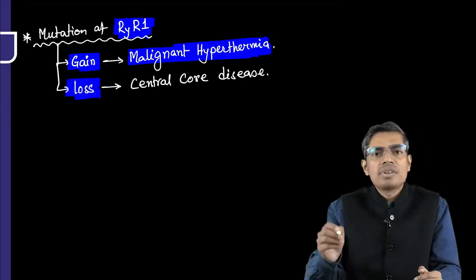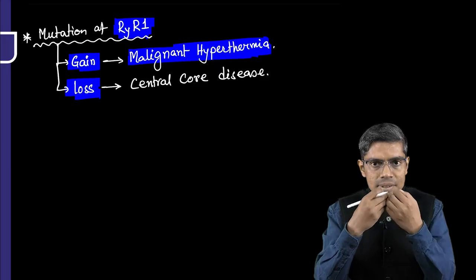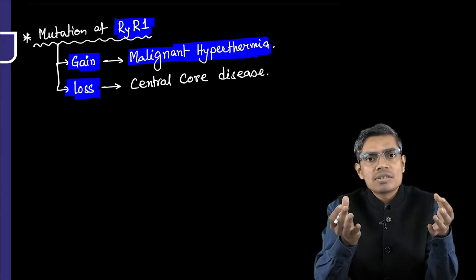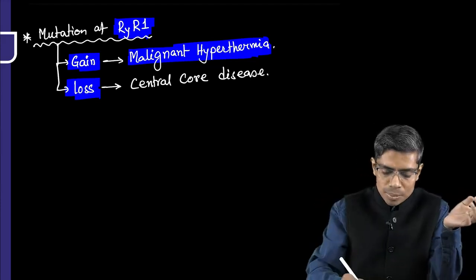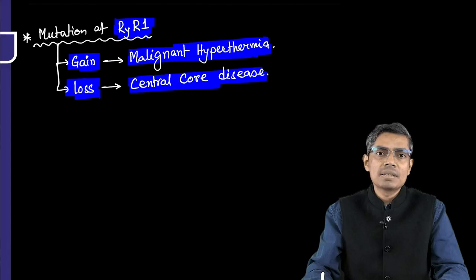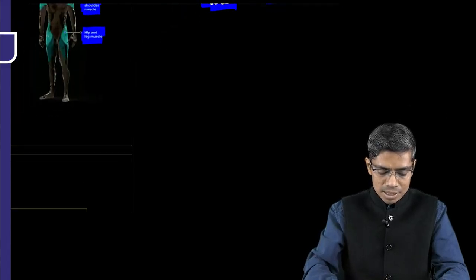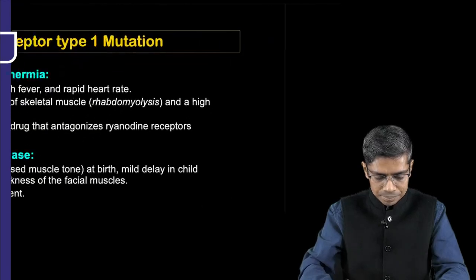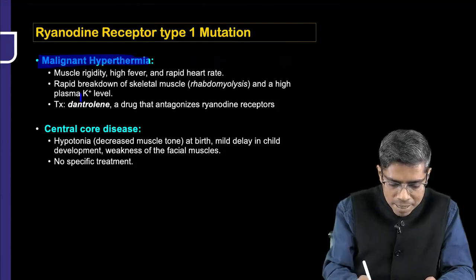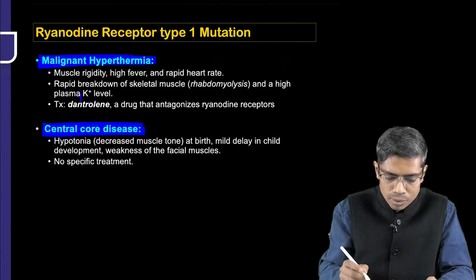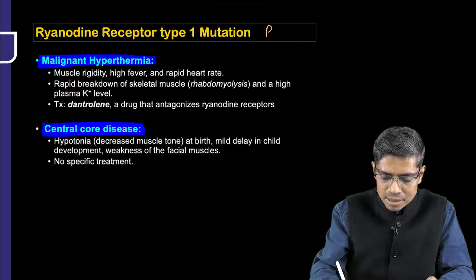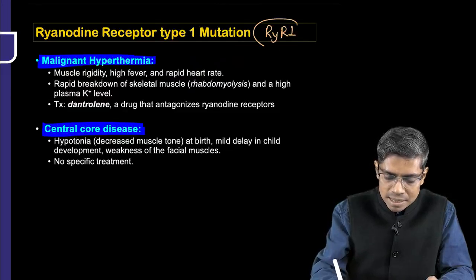And if there is loss of function mutation, I can understand that the calcium which is entering the cytoplasm is lesser in amount. So muscle is not going to contract strongly. So the obvious symptom of this disease, central core disease, will be weakness of the muscle. So please look at this. Two disorders: one is malignant hyperthermia, and the other is central core disease. In both of these disorders, the channel which is mutated is RyR type 1, means skeletal muscle is going to be affected.